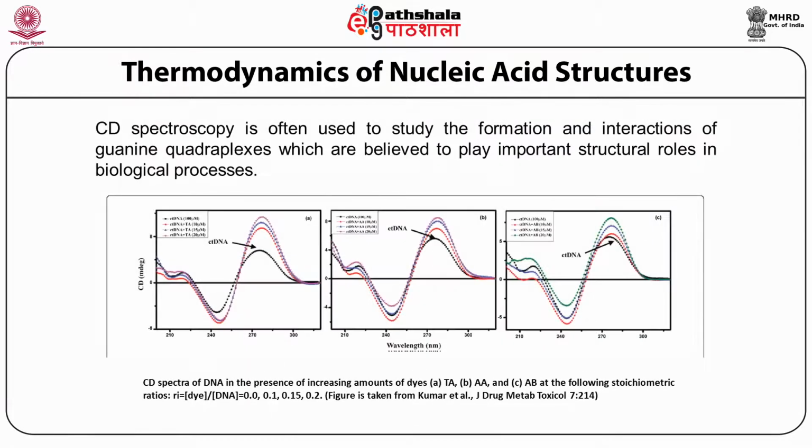CD spectroscopy is often used to study the formation and interaction of guanine quadruplexes, which are believed to play an important structural role in biological processes. Here you can see the CD spectra of DNA in the presence of increasing amounts of dye, in A, B, and C, at different stoichiometric ratios. So CD can be used to see the formation of quadruplex complexes in the DNA molecule.